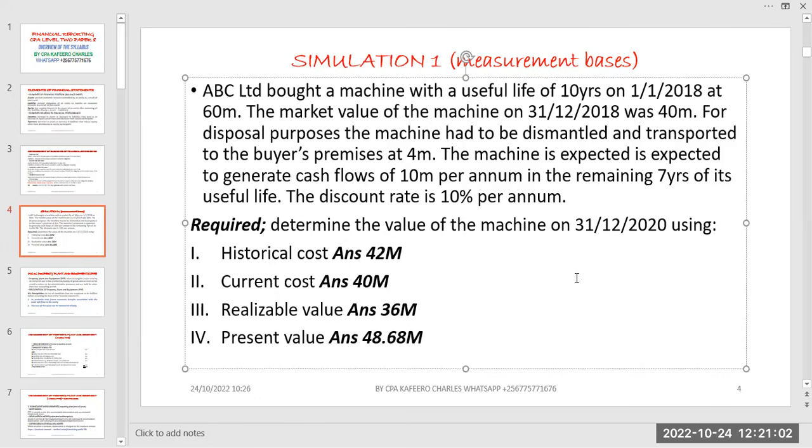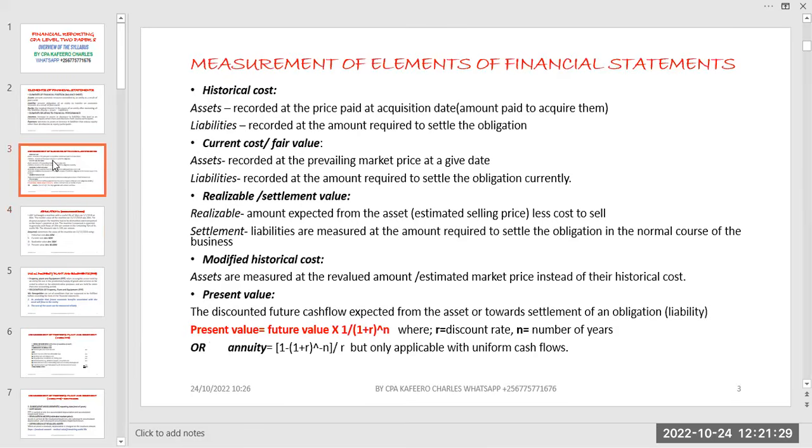Because each of those items has specific standards that talk about it. So they are saying we determine the value, which value are we going to attach to the item as of 31st December 2020 using: 1. Historical cost, current cost, realizable value, and then the present value. These are the things we've been talking about here.